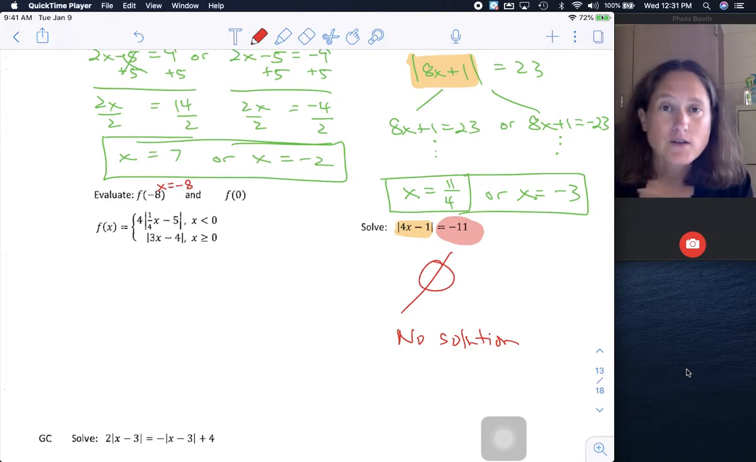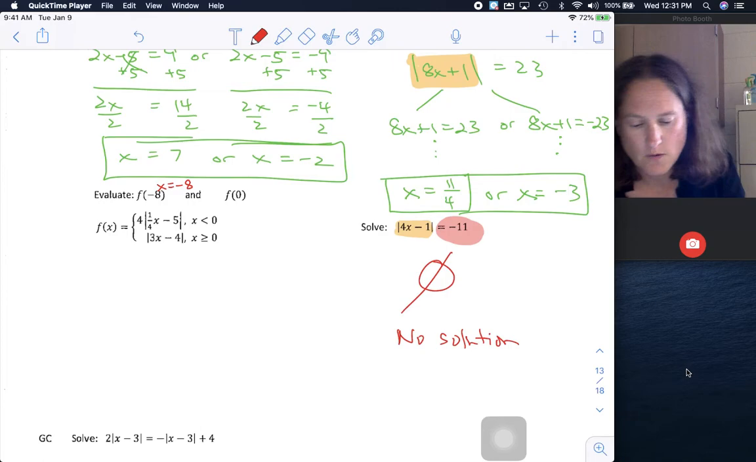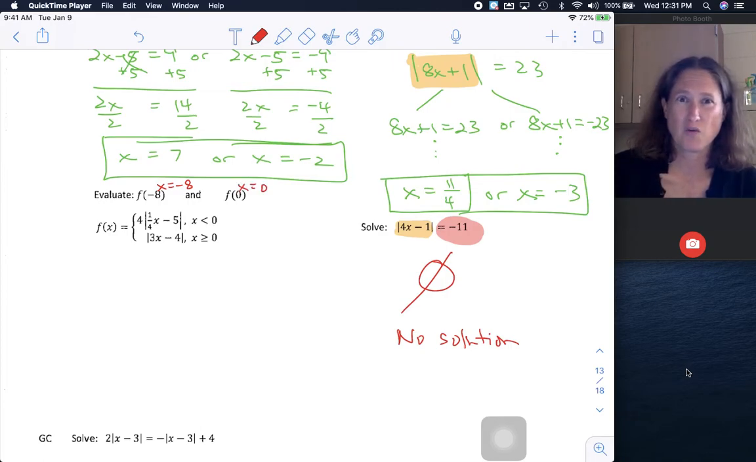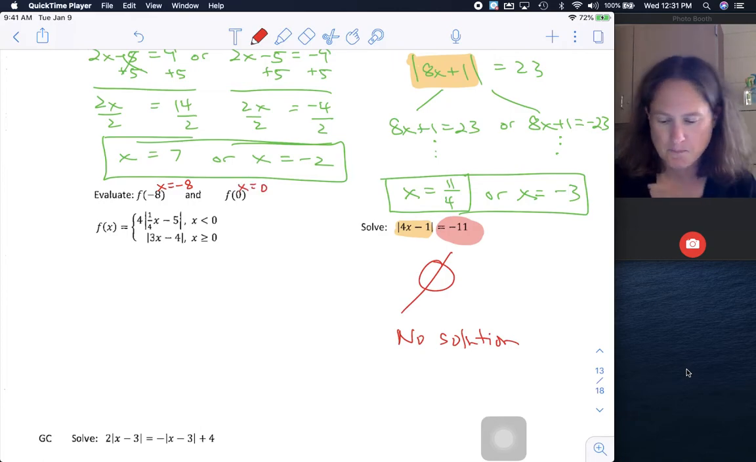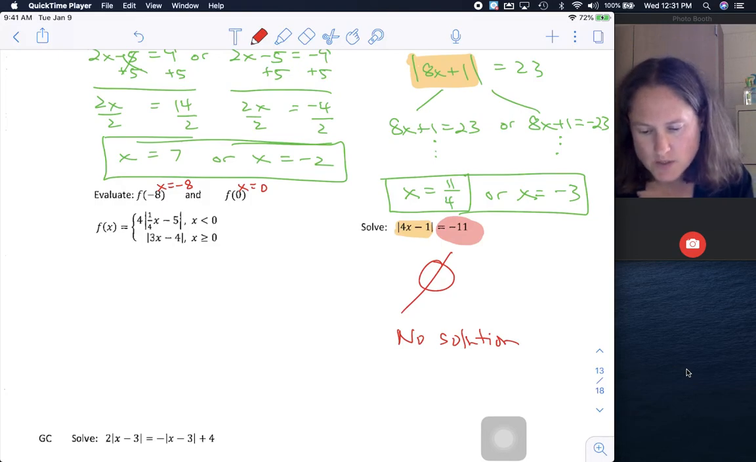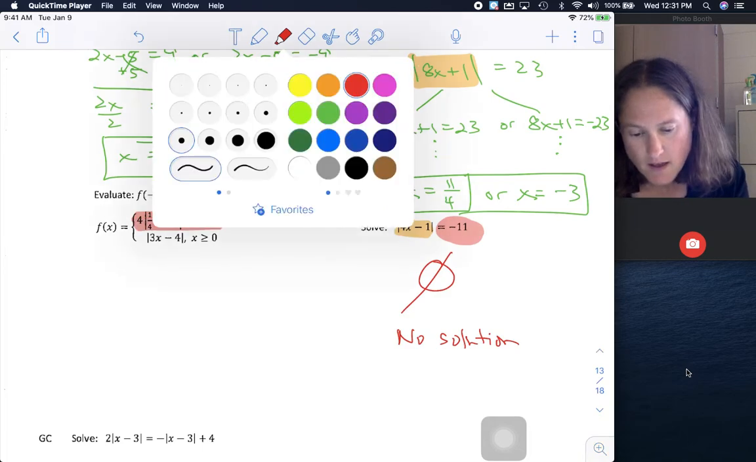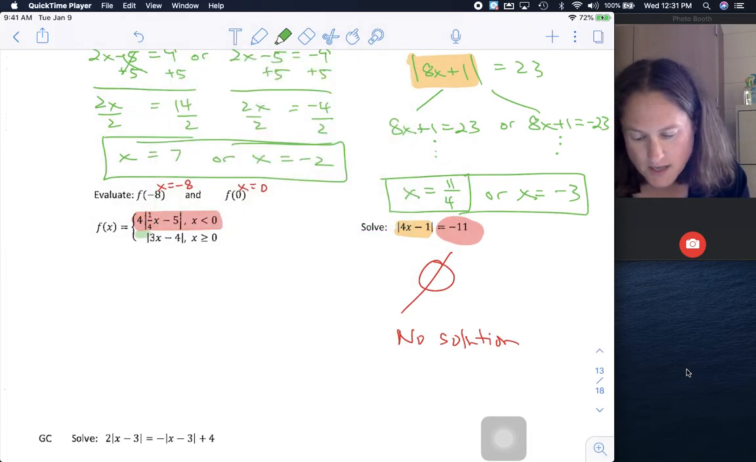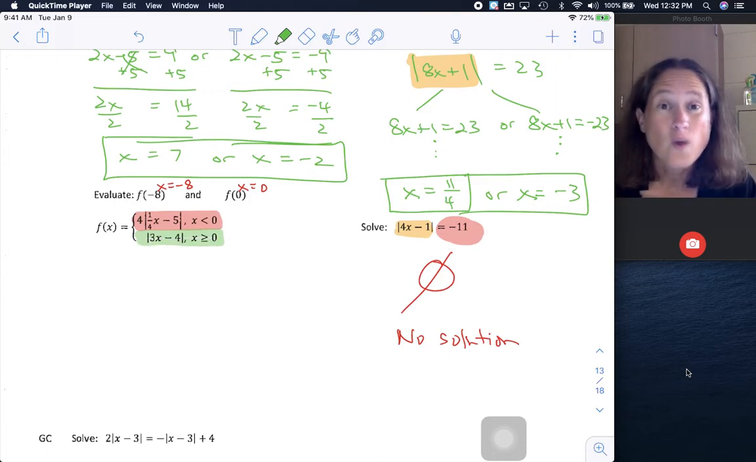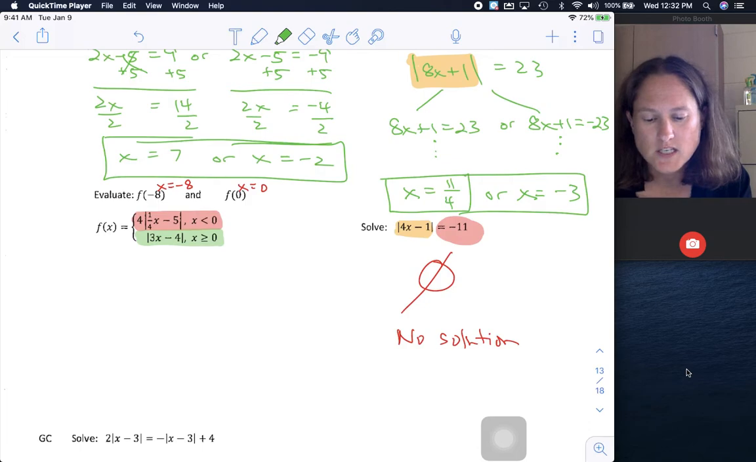And we also want to evaluate f of 0. Let's just read through it. It says f of x is equal to, and there are 2 parts. You have this first part, which is on the first line, and then you have the second part, which is on the second line. And what's at the end of those is what's going to determine what I'm going to use.